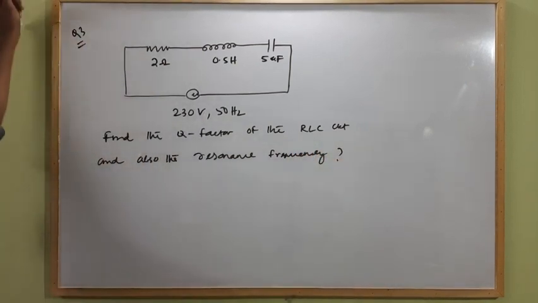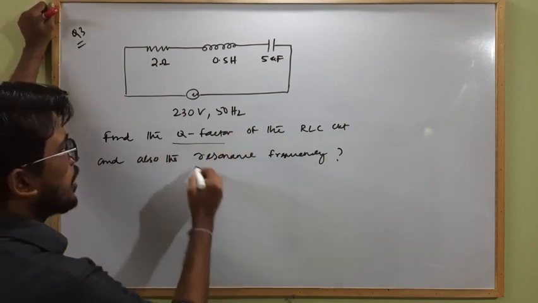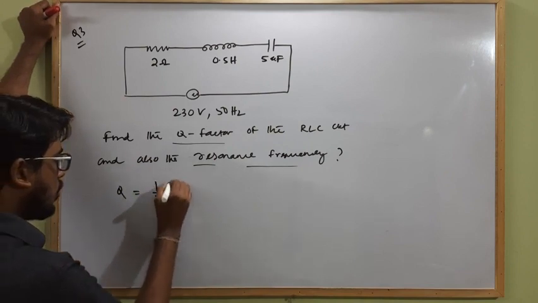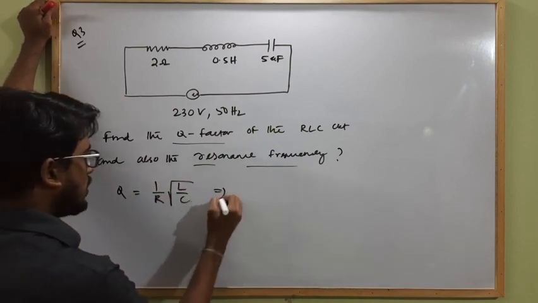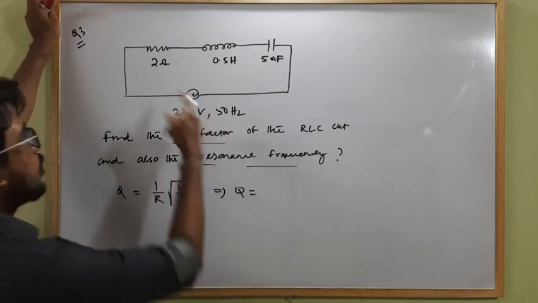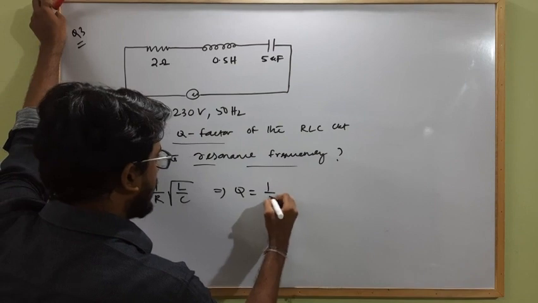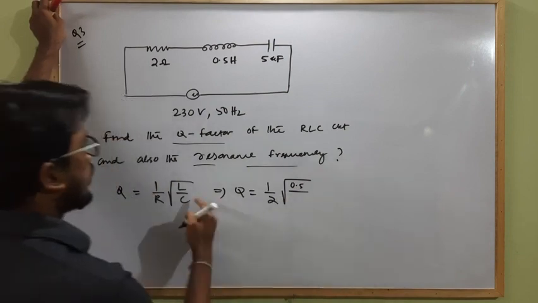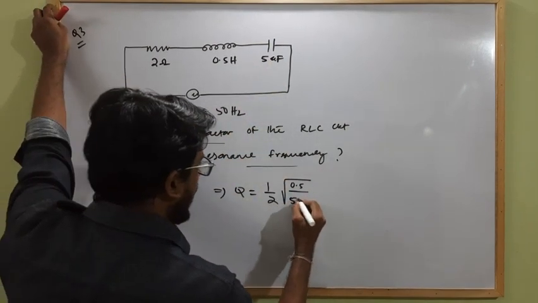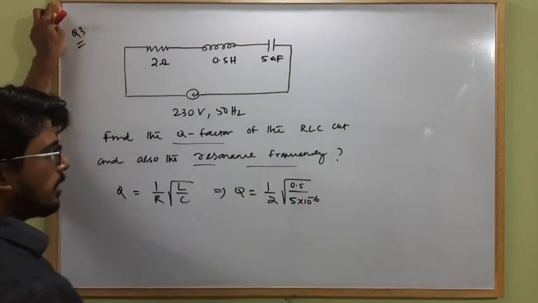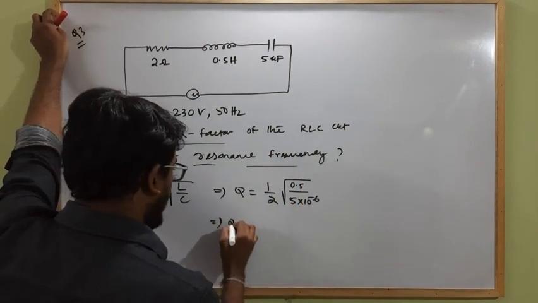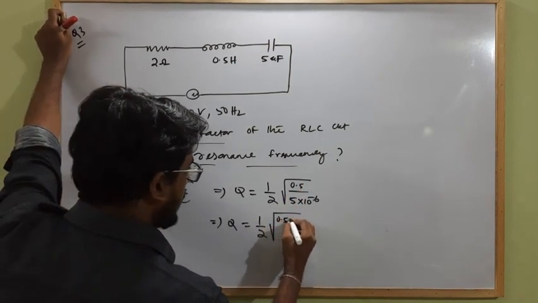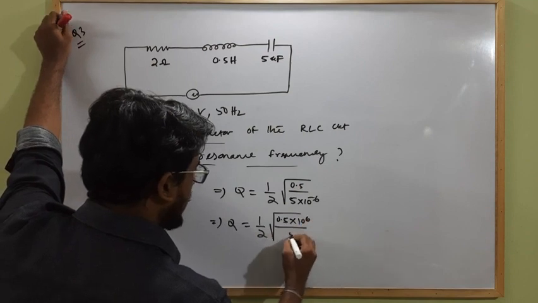Okay, so for this RLC circuit we have to calculate the quality factor, Q factor, and the resonance frequency. So we know what is quality factor. The quality factor formula is 1 by R under root L by C. So Q equals, what is R? 2 ohm. So 1 by 2 under root, what is L? 0.5 Henry. So 0.5 divided by, what is C? 5 microfarad, which is 5 into 10 to the power minus 6 farad. So Q equals 1 by 2 root over of 0.5 into 10 to the power 6 divided by 5.